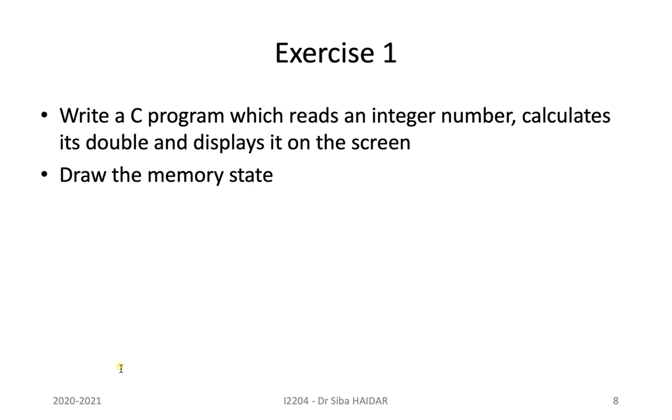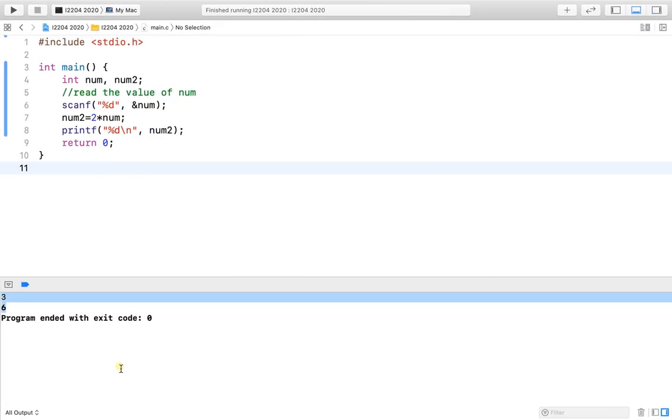So now this is not the purpose of this exercise. I know that you all know how to do this program. I know that you have supposedly passed the course I2204, and this is the easiest question that you might have seen in the exam. But the purpose of this exercise is to draw the memory state. So what is a memory state? The memory state is to be able to draw a draft of what we think has happened in the memory inside the computer. So what has happened inside the computer?